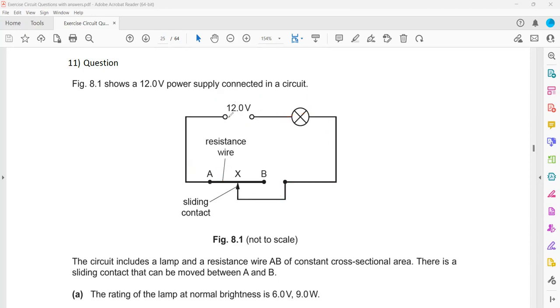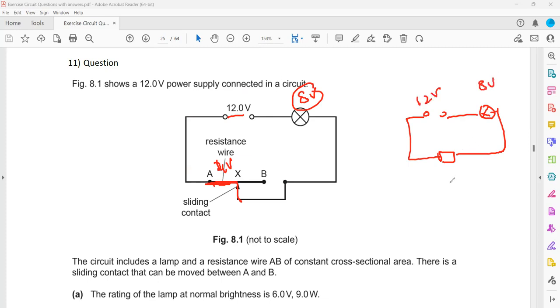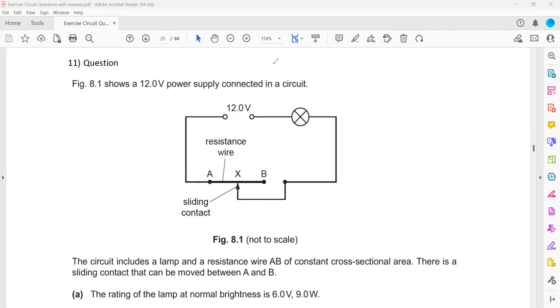But if I say I have a 12-volt supply and there's 8 volts across the lamp, how much voltage will drop across A and X? The remaining, so that will be equal to 4 volts. The total should be 12 in series. Whenever combinations are in series, the total voltage divides between the components. So if the total is 12 and here I have 8, the remaining 4 volts will be here. We can change the brightness of the lamp by moving this sliding contact.